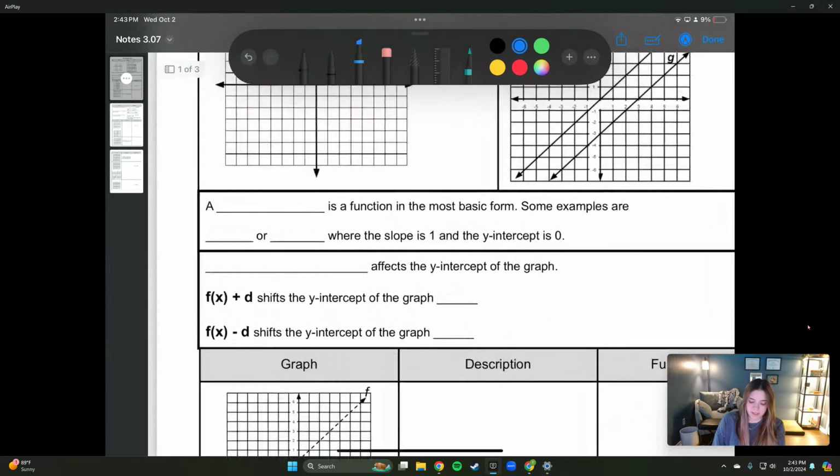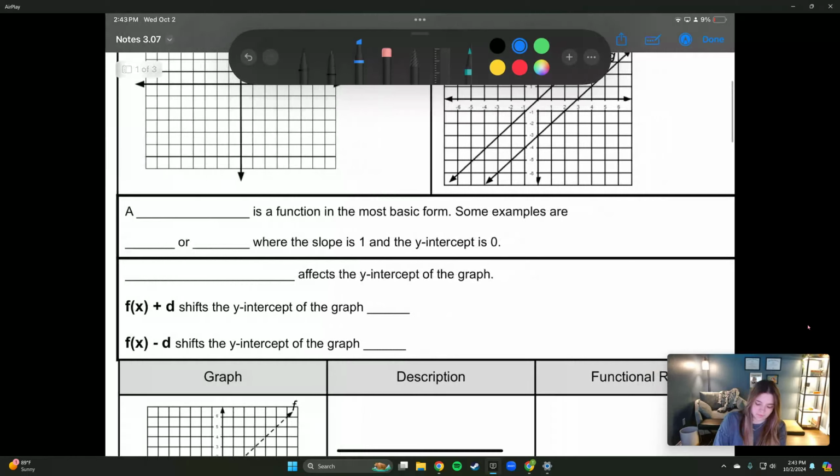So a blank is a function in the most basic form. This is talking about a parent function, spelled just like parent, like you have a parent. A parent function is a function in the most basic form.